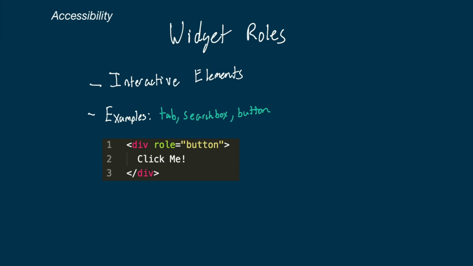Widget roles identify interactive elements. So when we use something like a div, but we want a user to be able to know that they can click on it, to interact with it, to do something with it, we use the widget role. Some examples of these can be tabs, a search box, or a button. And again, you'll see that some of these align to elements that we already have in HTML, and in those cases, you should almost always use the proper HTML tag rather than adding a widget role manually, but there are some widget roles that exist that we don't have a tag that directly maps to it, and in those cases, widget roles are good to be using.